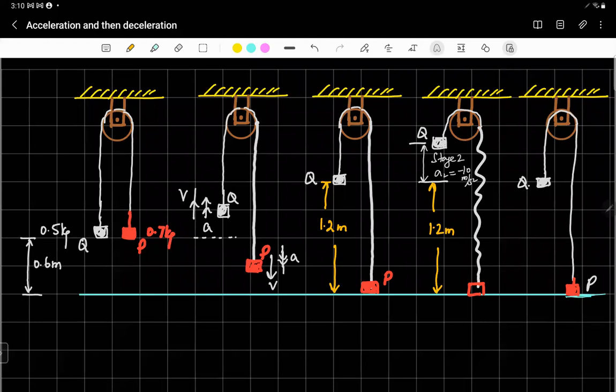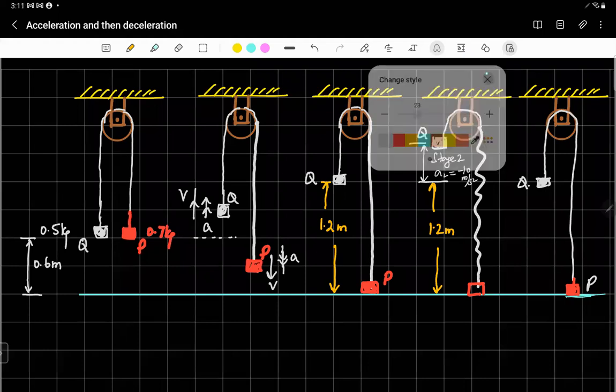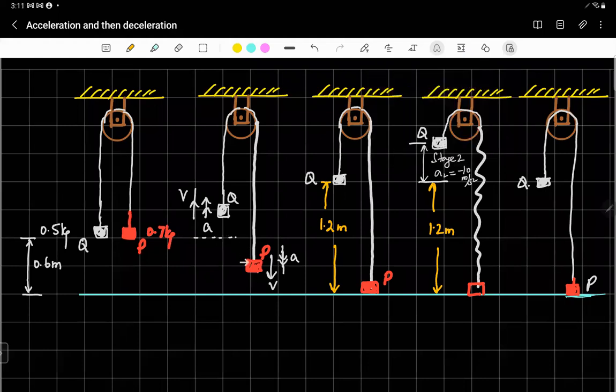And the distance moved by P in the downward direction is equivalent to the distance moved by Q in the upward direction. You know that their initial height was 0.6 meter. So as P went down by 0.6 meter, Q went up by 0.6 meter. So the total distance that Q moved in the upward direction is 1.2 meter.